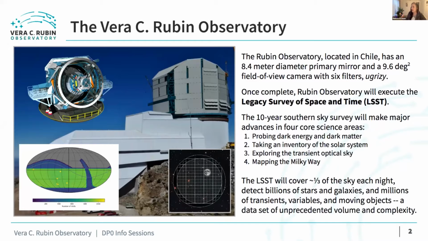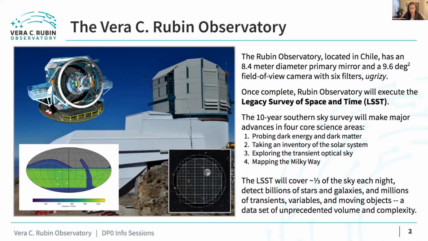It's a 10-year Southern Sky survey designed to make major advances in 4 core science areas: probing dark energy and dark matter, taking an inventory of the solar system, exploring the transient optical sky, and mapping the Milky Way. The LSST will cover a third of the sky each night, detecting billions of stars and galaxies and millions of transients, variables, and moving objects. Altogether this creates a data set of unprecedented volume and complexity.